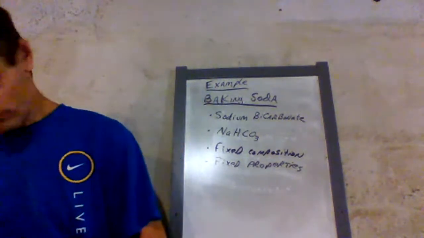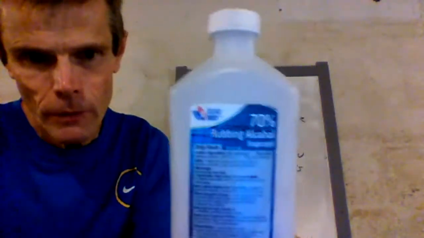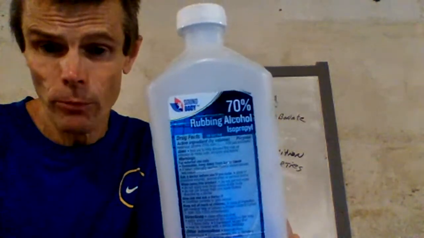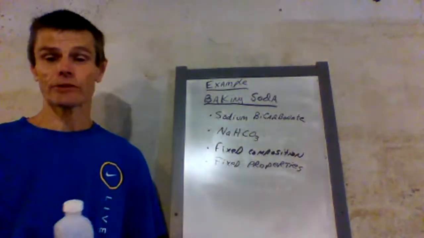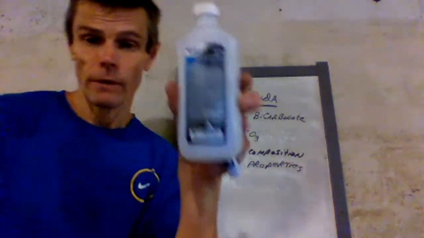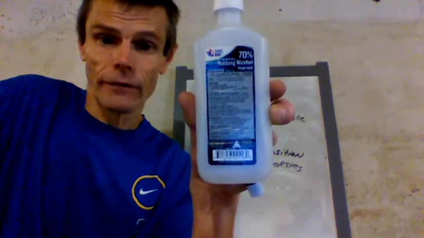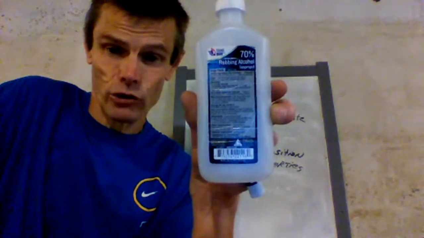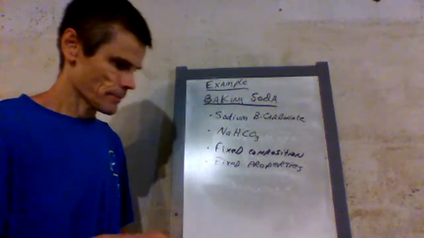Let's try another one. 70% rubbing alcohol, better known as isopropyl alcohol. So you can stop the video. Answer: is it a pure substance or is it a mixture? If it's a pure substance, is it a compound or an element? If it's a mixture, is it a homogeneous or a heterogeneous mixture? You can stop the video, and I'm going to answer it.